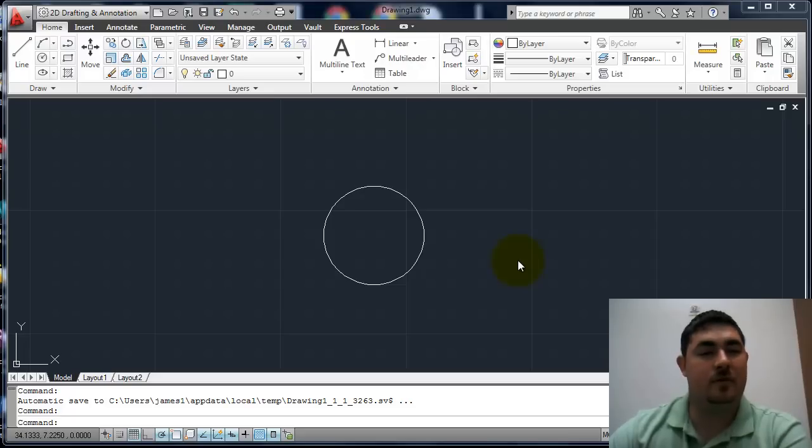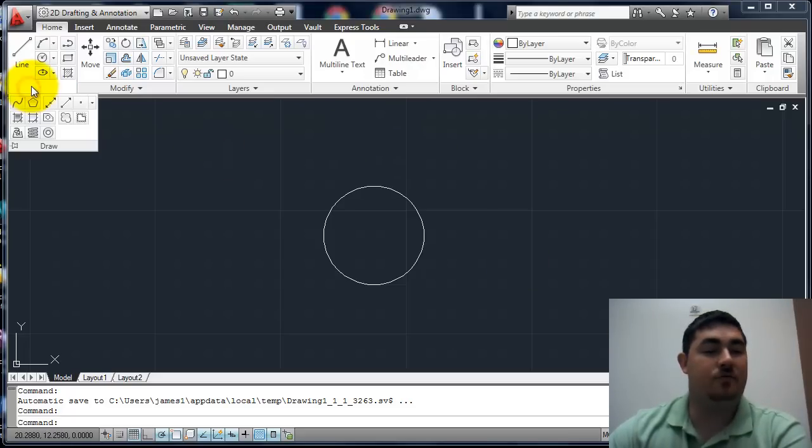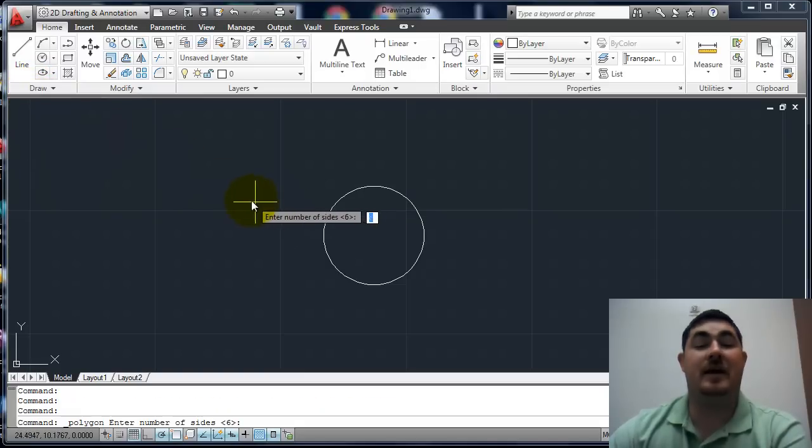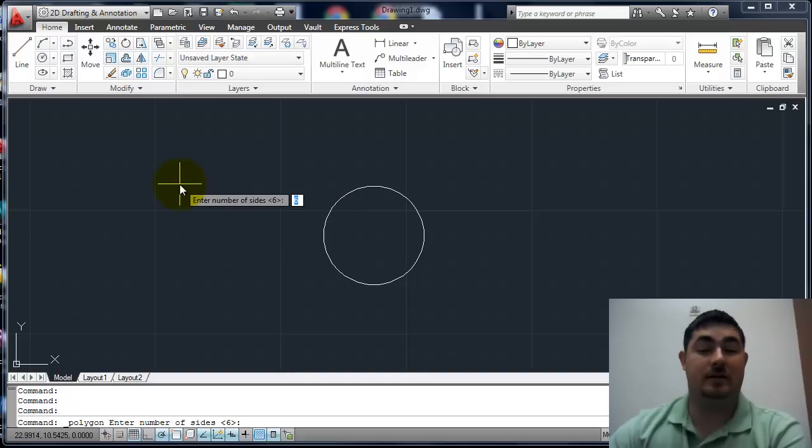In this video, we're going to cover the Polygon command. It's in the slide out for Draw. There it is, Polygon. It asks us how many sides we want. In this case, let's do a hexagon, so six sides. Since that's already the value, I can just press enter to accept it.